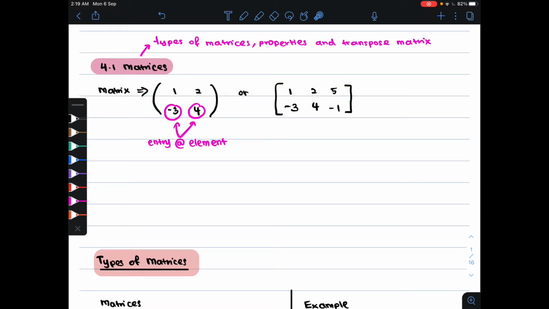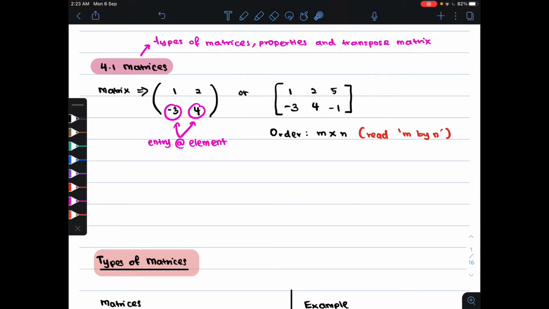Masuk dia masih lagi matrices. Just make sure kamu gunakan square bracket ataupun normal bracket, bukannya modulus. This one salah. And each matrix will have their own order, which is m by n. Okay, so apa maksud m by n ni?